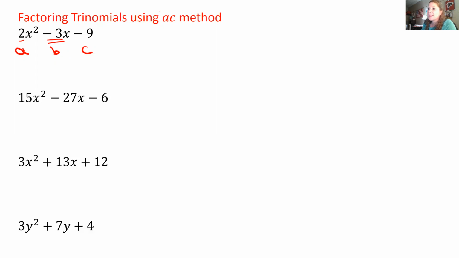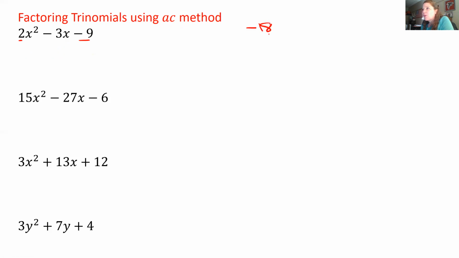So when we're talking about the AC method, see how when you put two variables together, it represents multiplication, right? So that's what we're going to do. We're multiplying A and C together. So let me get rid of all this mess. We're going to multiply 2 times -9, and we get -18.